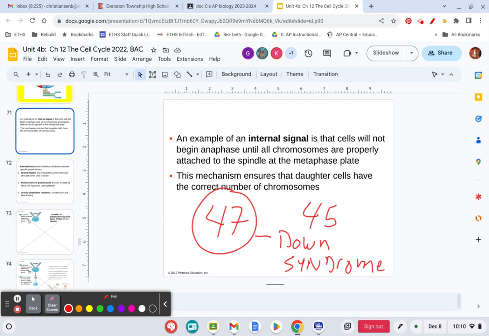How could having 47 happen more than having 45? 45 results in almost always a death, but 47 usually survives. Like 47 in one, wouldn't you have 45 in the other because they're splitting? You would.